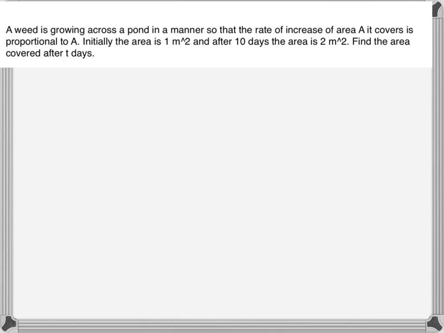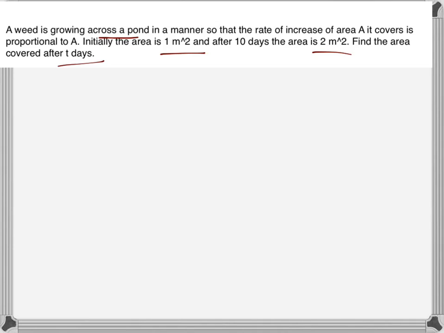This particular one states: a weed is growing across a pond in a manner so that the rate of increase of area A it covers is proportional to A. So the rate of increase of area is proportional to the area. It's given that initially the area is 1 square meter and after 10 days the area is 2 square meters. So we have to find the area covered after t days. Basically we have to find an expression involving t.